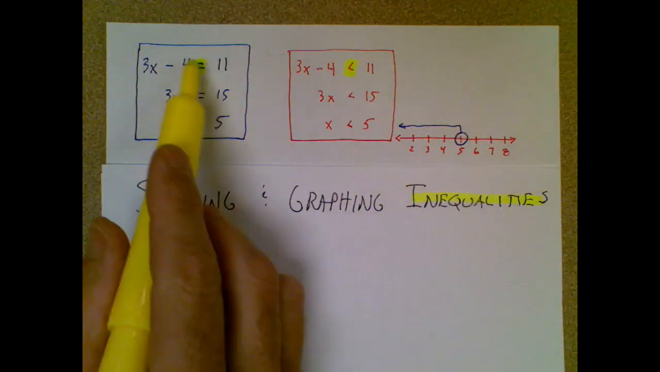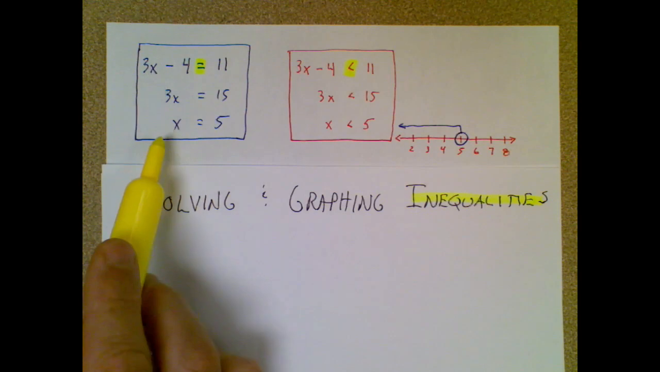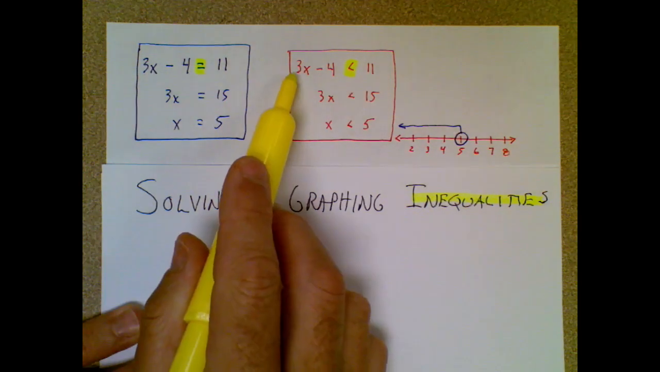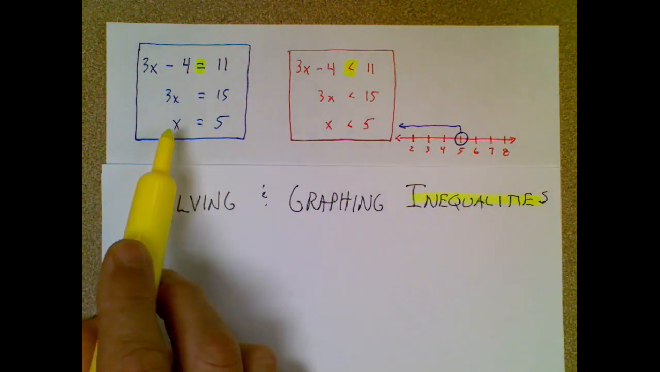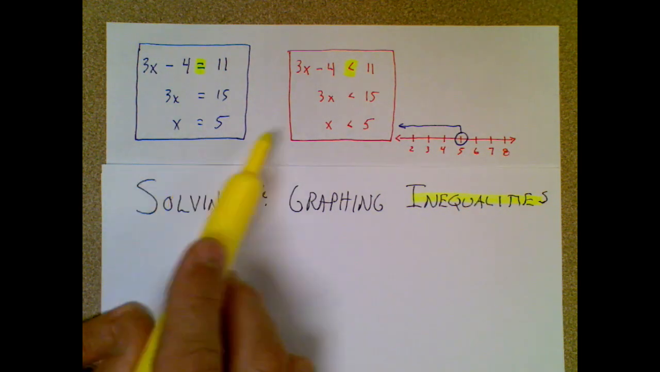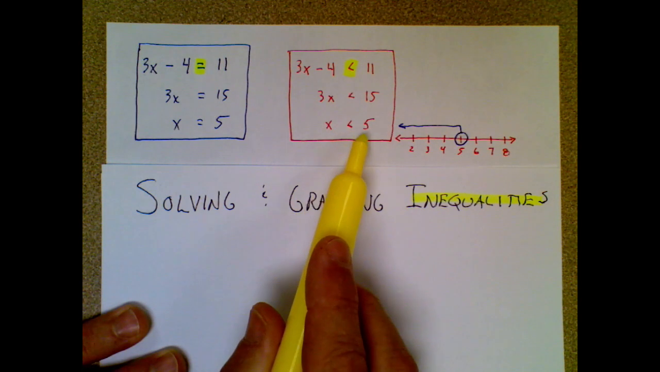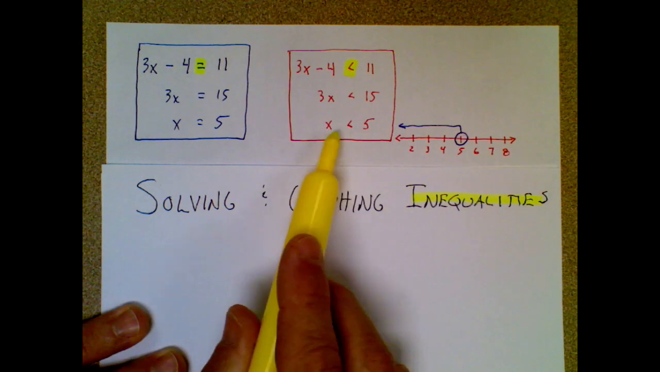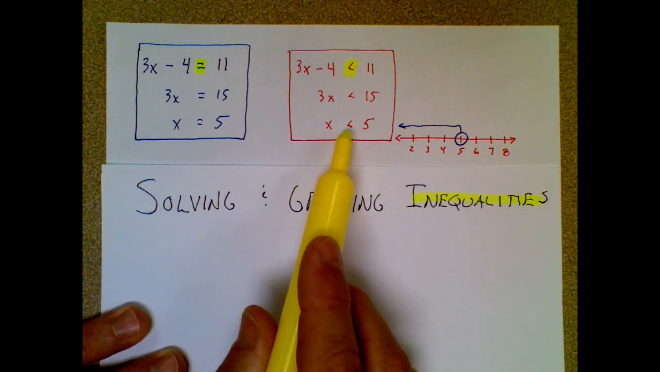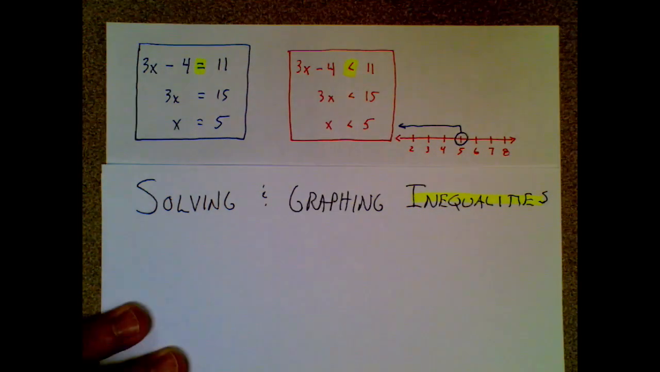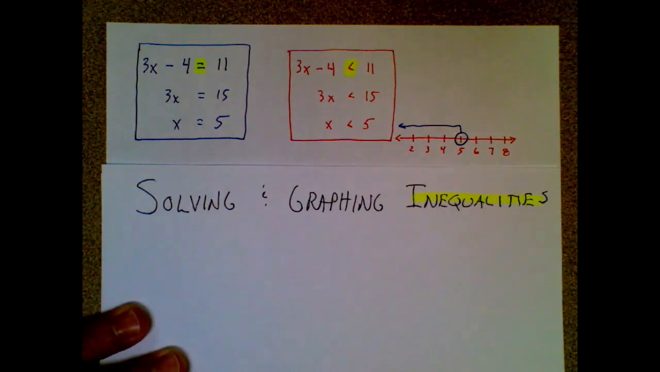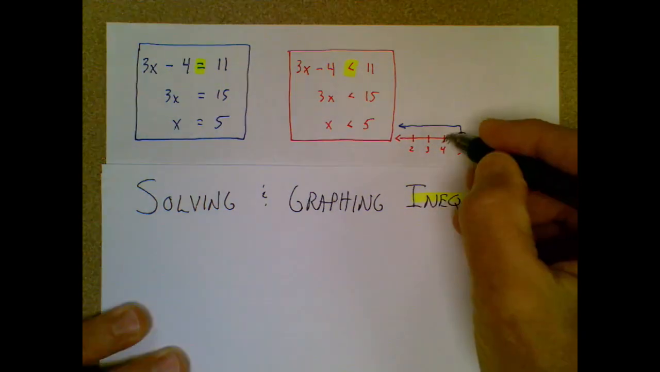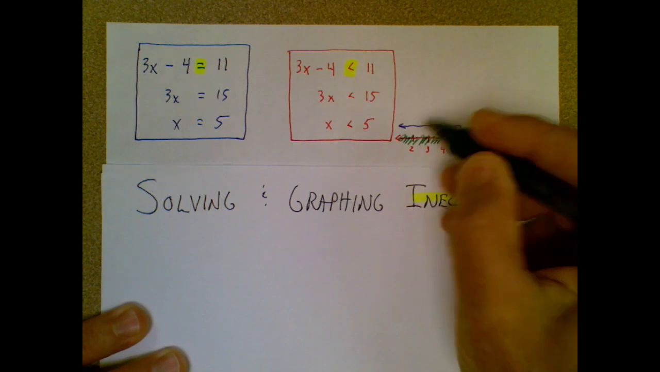If you take a look at this very simple equation and the steps you would use to solve it, you use the exact same steps to solve the inequality. But at the end, instead of saying the answer is 5, you get x is less than 5, which means any number less than 5 is an answer or a solution to that equation. So we graph that by putting it on a number line and shading any number less than 5.